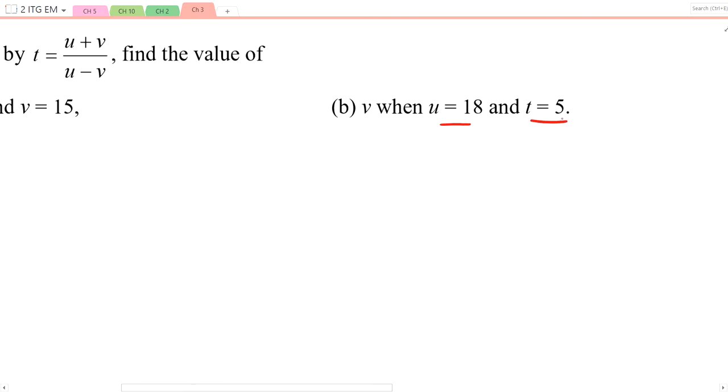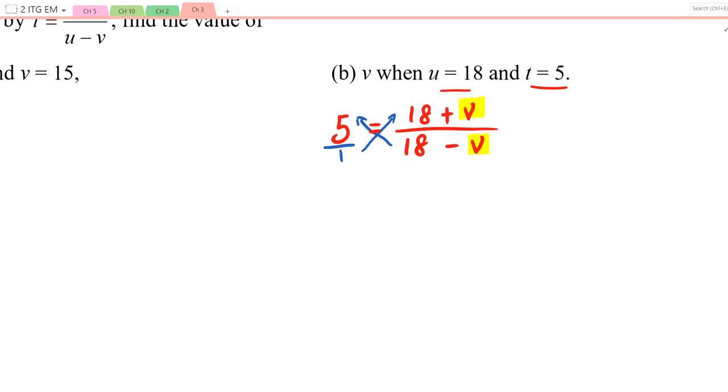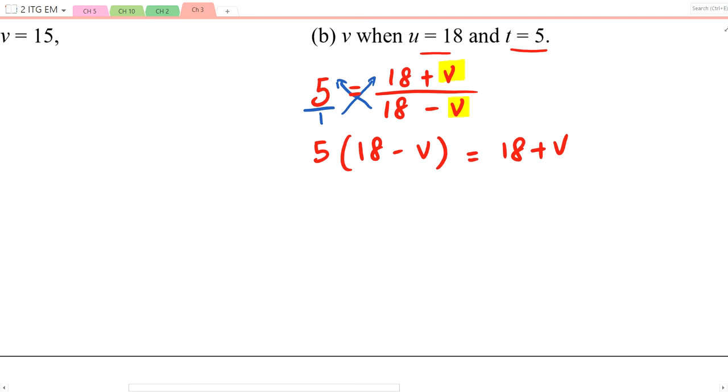So let us use substitution. We substitute T with 5 equals (18 plus v) over (18 minus v). I want to find the value of v. v is found in the numerator and the denominator. So what we will do is to use our pencil to help us with the multiplication. So we're left with 5 times (18 minus v) equals 18 plus v. And I'm sure you can do the rest yourself to find out the value of v.